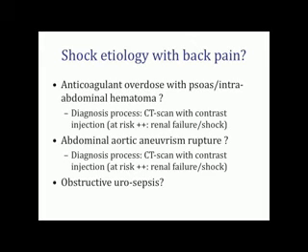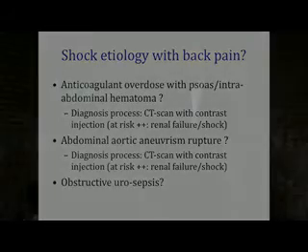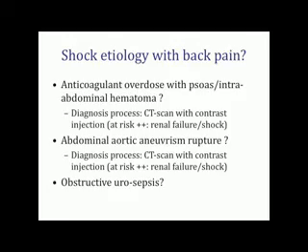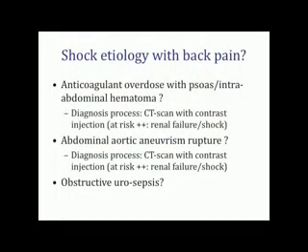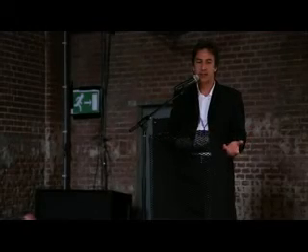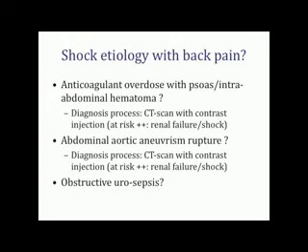We had many questions about the etiology of the shock of this patient with a back pain. Because of the anticoagulant therapy, we thought about anticoagulant overdose with, for example, a psoas or intra-abdominal hematoma. In this case, the diagnosis process would have been a CT scan with contrast injection, but the contrast injection was at very high risk because of the renal failure. Another diagnosis hypothesis could be an abdominal aortic aneurysm rupture, and again, the diagnosis process in this case would have been a CT scan with contrast injection. And the last hypothesis could be an obstructive urosepsis because of the past urinary tract infection 2 weeks before.